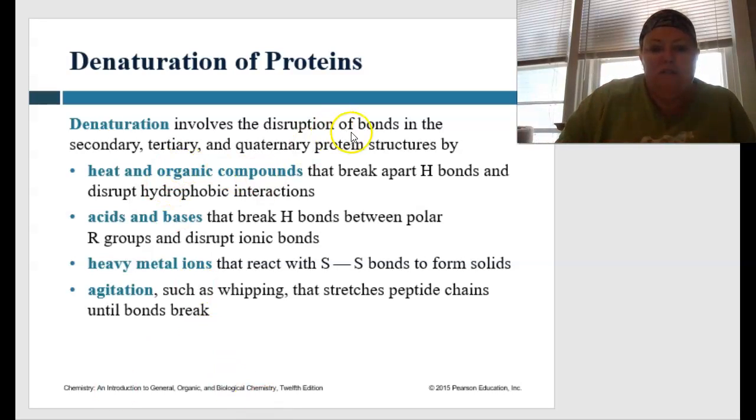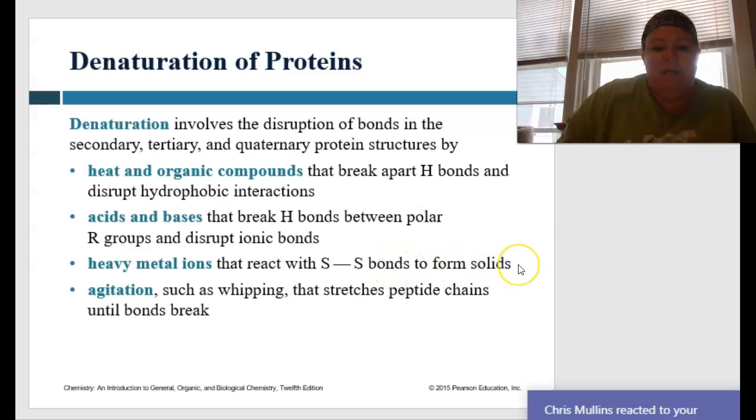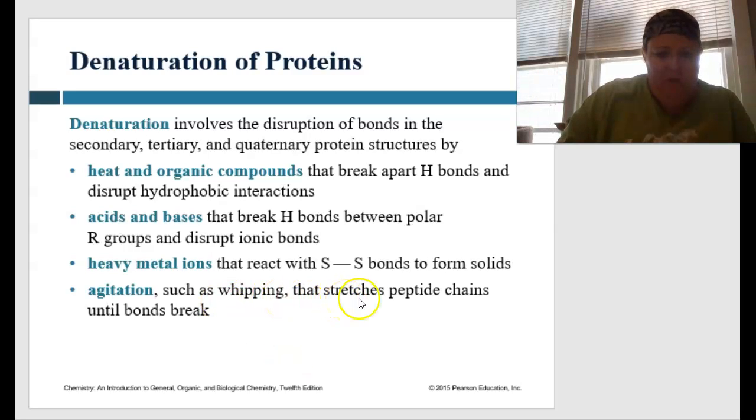Okay, so denaturing involves the disruption of bonds in the secondary, tertiary, quaternary protein structures by either heat and organic compounds that break the hydrogen bonds and disrupt those hydrophobic interactions, a change in pH, or acids and bases that are going to break that hydrogen bond between the polar R groups and disrupt those ionic bonds. Heavy metal ions that react with the sulfur-sulfur disulfide bonds to form solids. And then also agitation such as whipping. Then this is going to stretch those polypeptide chains until the strands break. Okay.